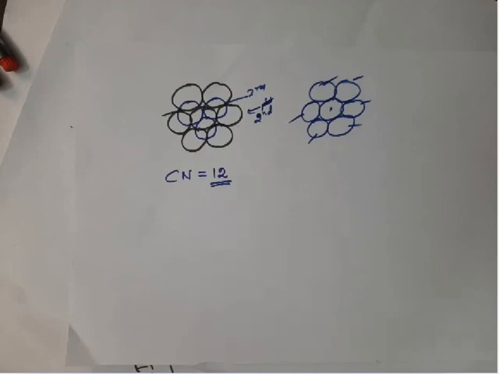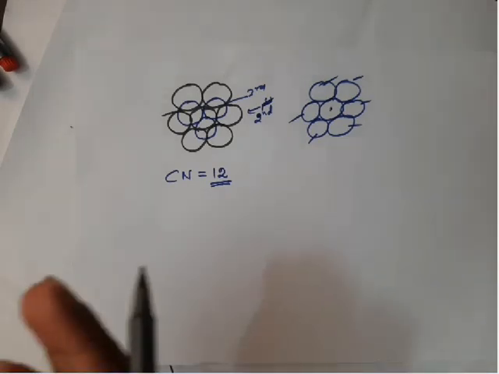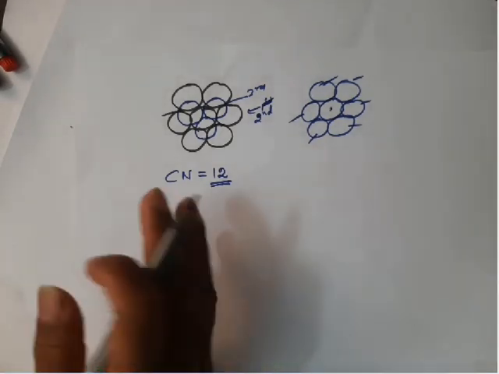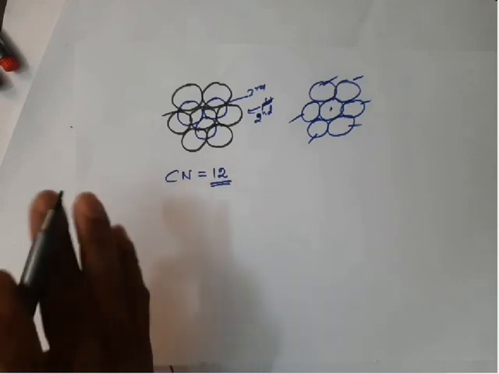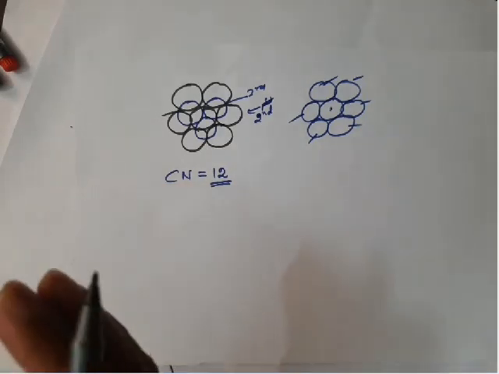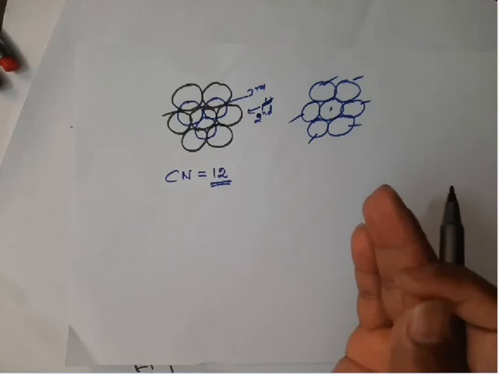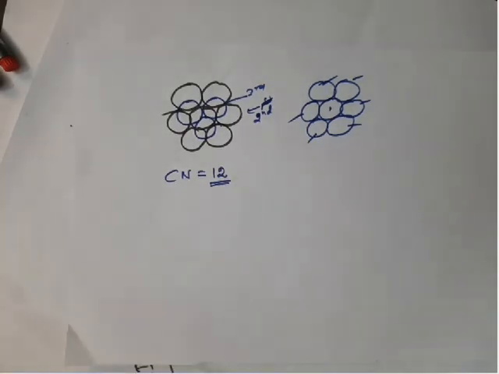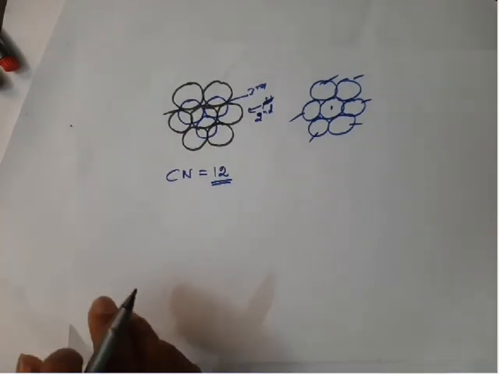Coordination number for simple hexagonal unit cell, right, are crystals that are obtained by arranging hexagonal close packed layers in AB type manner. You will get coordination number as 12. Okay, so let me repeat again.